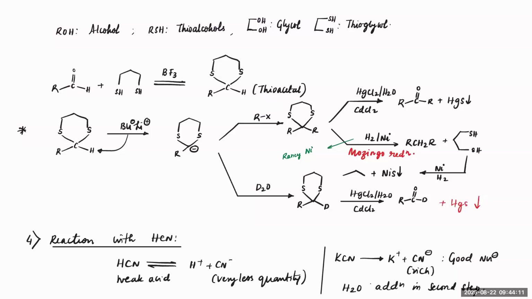So look, we started off with aldehyde, now we are moving towards ketone. I can use D2O. That means I can replace this hydrogen with deuterium. I can get a D here.